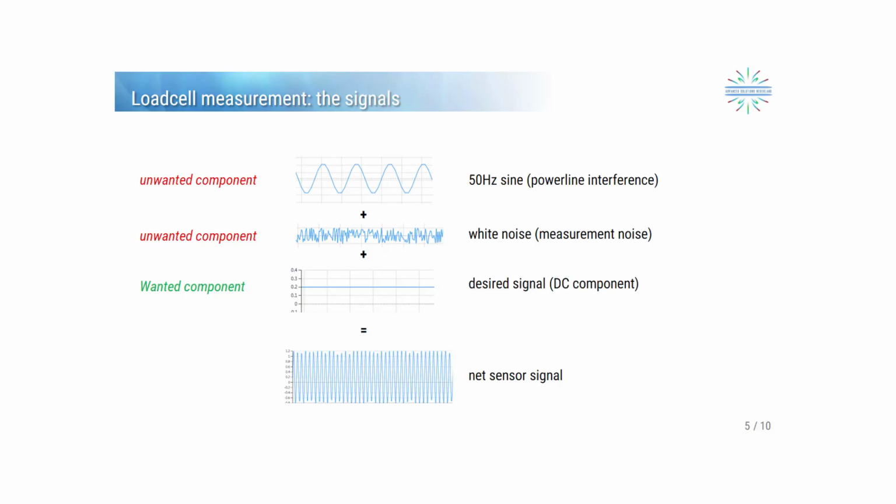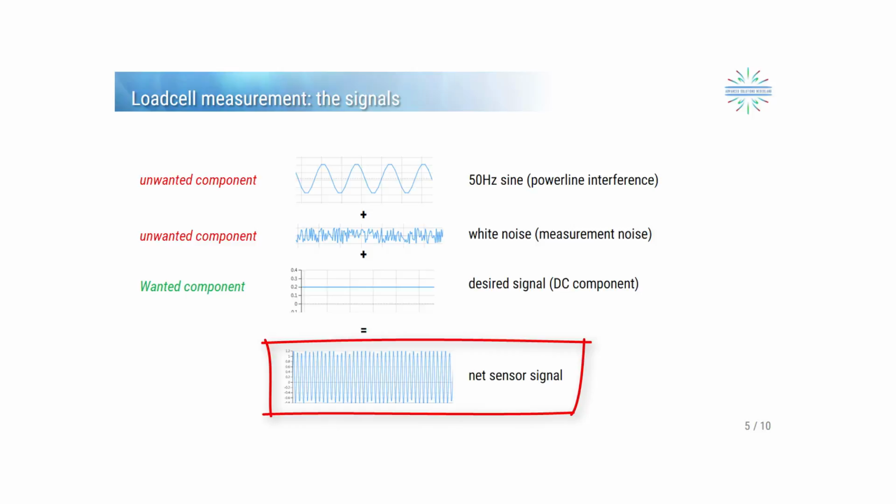Let's have a look at the signals that we're talking about. Breaking down the sensor measurement data, we see that for our load cell application we have 2 unwanted components, namely the 50 Hz power line interference and the measurement noise. The one wanted component we have is the DC component, and looking at the plot at the bottom we see that we have the net signal. So the question is how best to proceed.